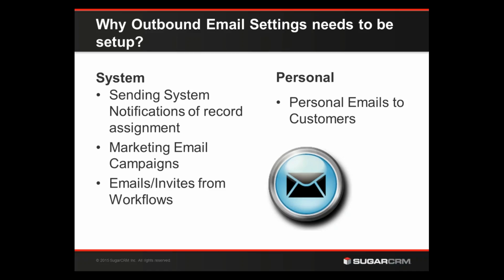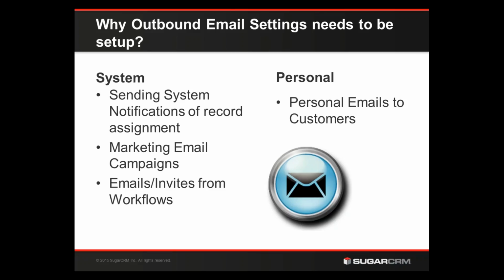If not, there's no other way that they would know it unless they were in Sugar and looking at either a dashlet or looking at the list view and looked at their records. Also, if you want to do any kind of marketing, mass emails, or any kind of email to your users inside of Sugar, you need outbound email set up.